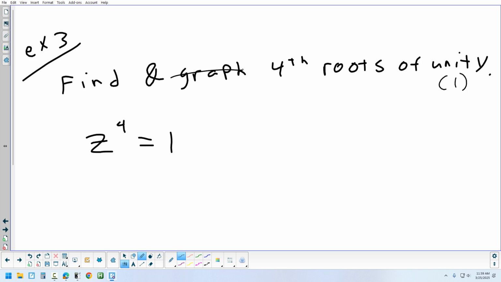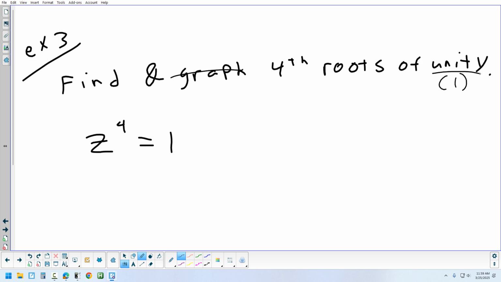For some reason, our book uses a special word when they're talking about 1. You might see the word unity. So if it confuses you, just think in your head, unity means 1. If it's roots of any other number, they just say the number, like find the fourth roots of 3. They would just write 3. But finding the fourth roots of 1, they use the word unity to represent 1.